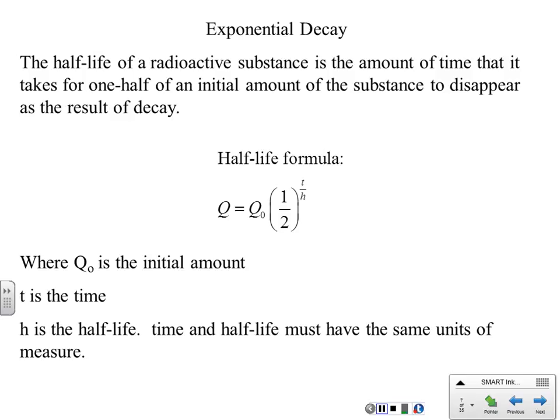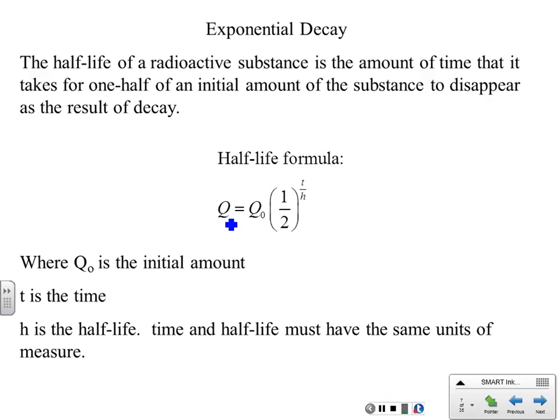So for this one, if you don't have much background with half-life, there's a definition here. The half-life of a radioactive substance is the amount of time that it takes for 1/2 of the initial amount of the substance to disappear as a result of decay. That's the definition of half-life. It's the amount of time that takes 1/2 of the initial amount to decay, to go away. Okay? So here's the formula for half-life.